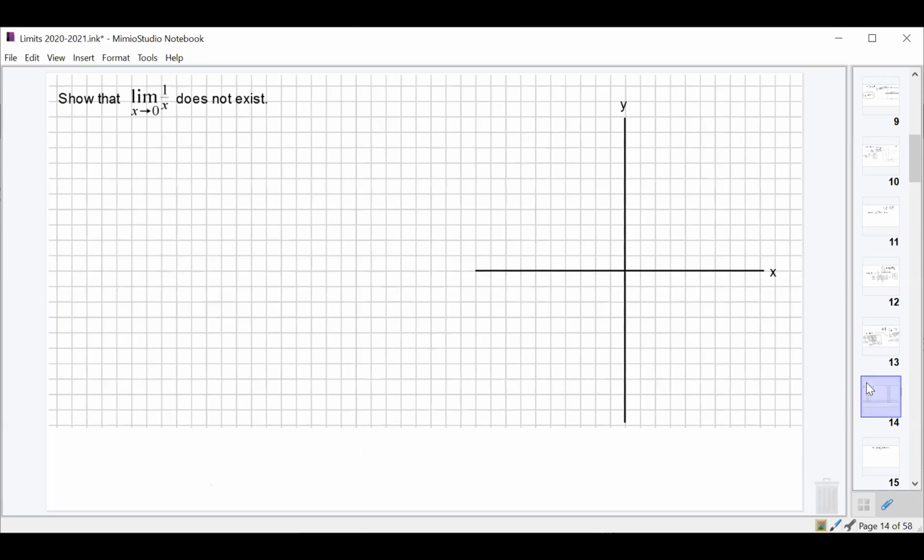Let's take a look at this one. The limit as x approaches 0 of 1 over x. We want to know why this doesn't exist. I'm telling you right off the bat, it doesn't. So how can I show that this doesn't exist? Let's do it graphically. What does the graph look like?